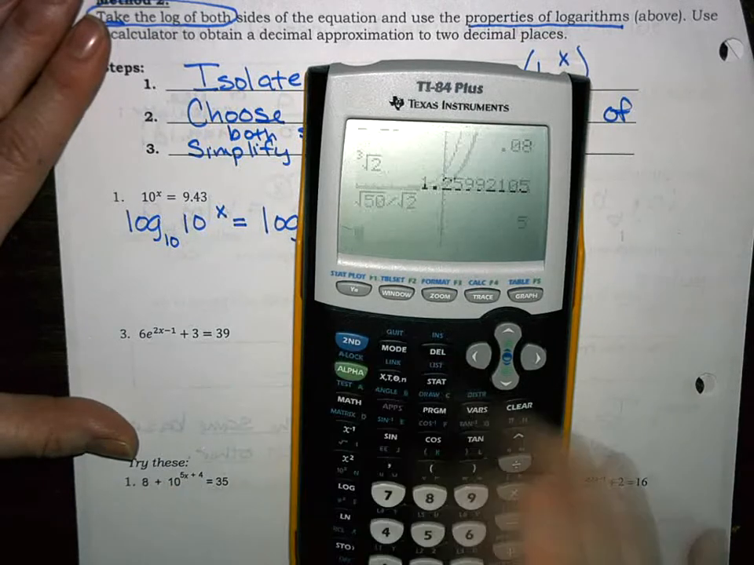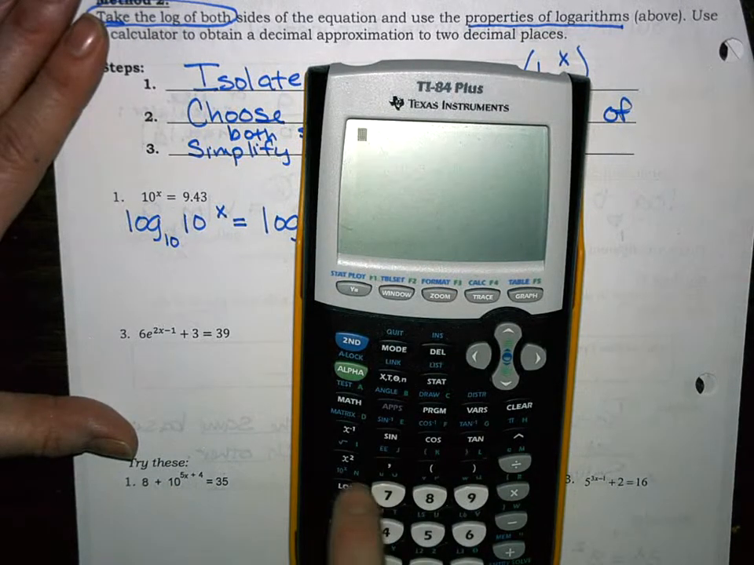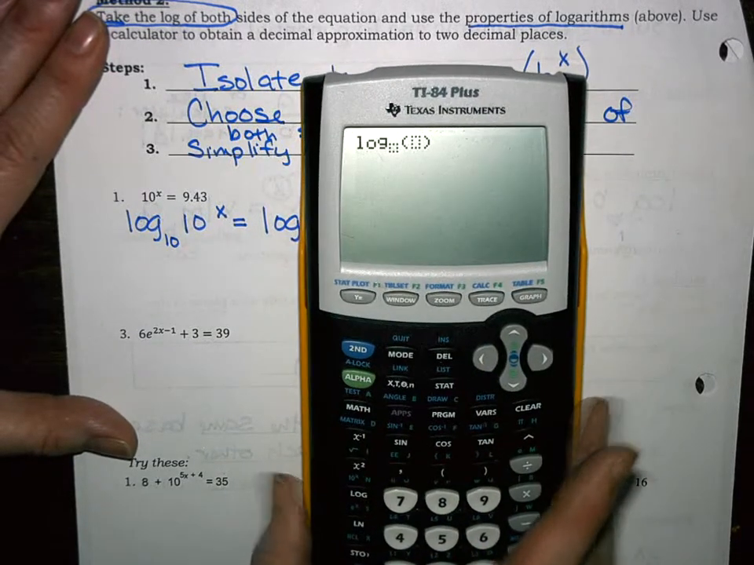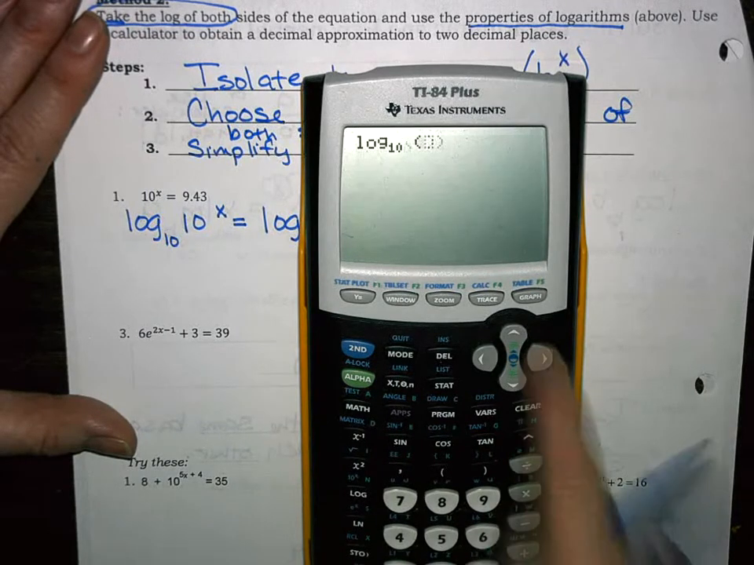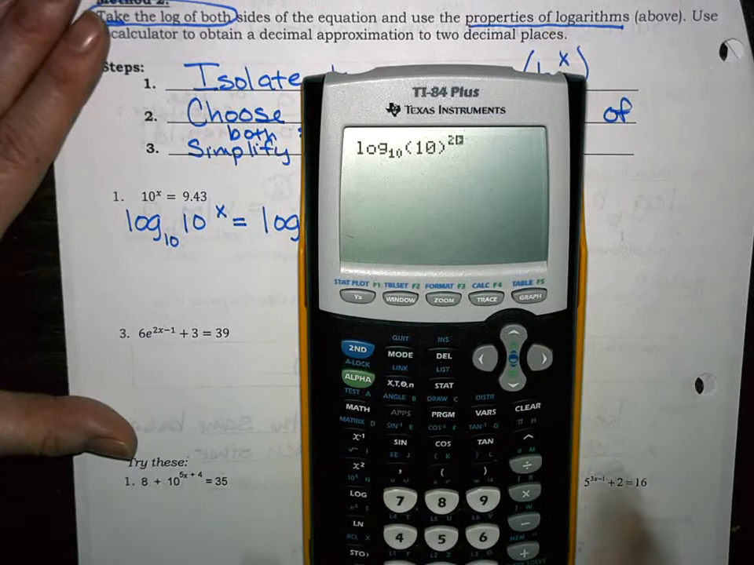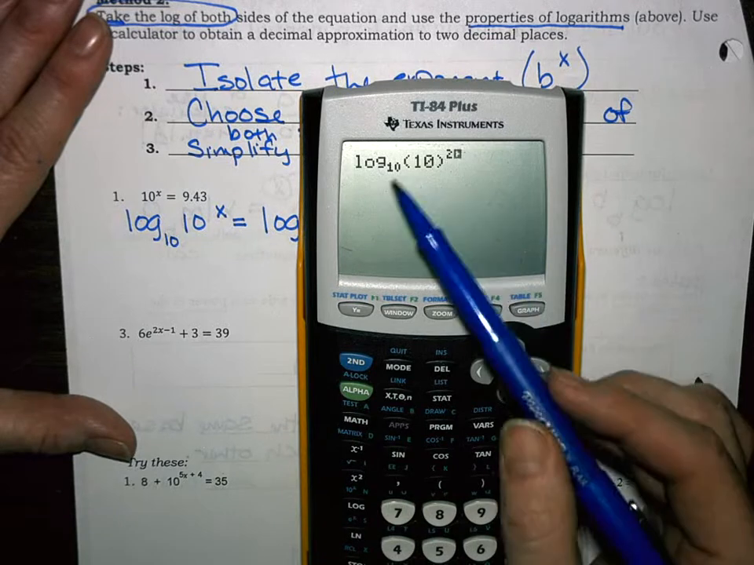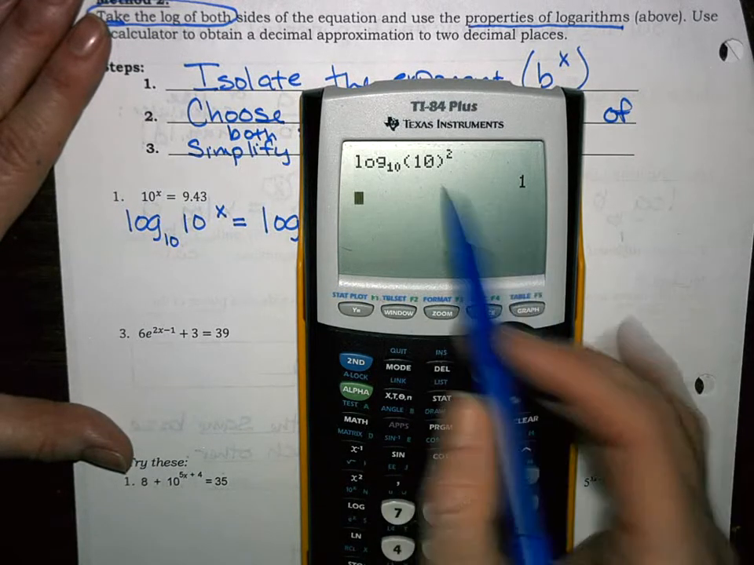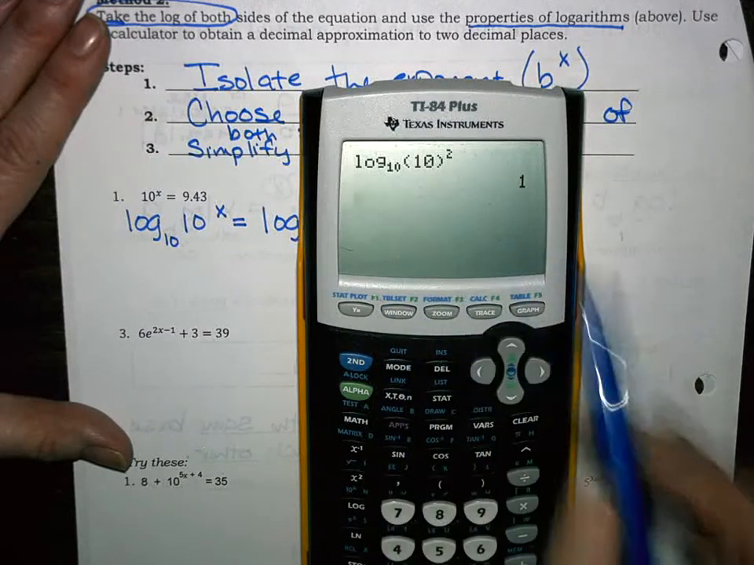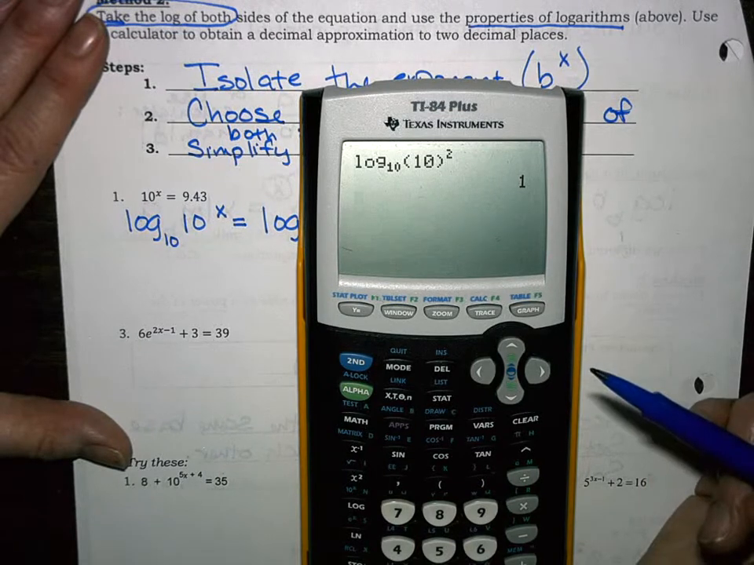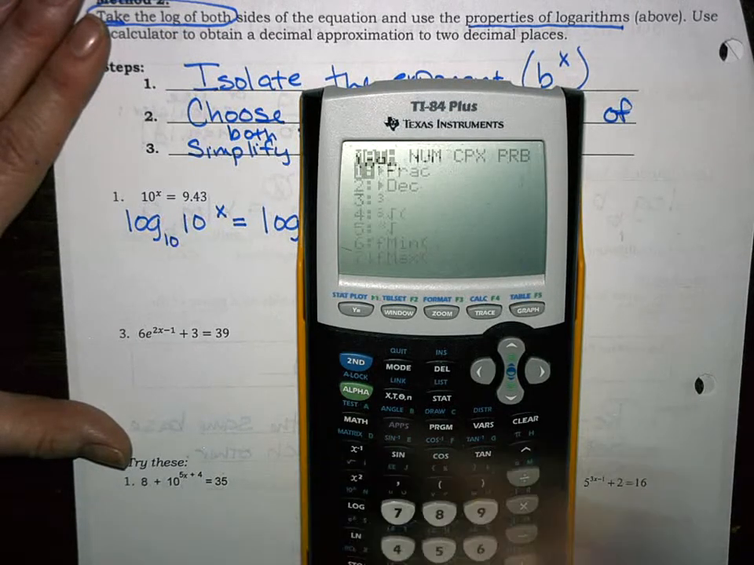Let's do that on our calculator. Okay, I want you guys to hit your math function, go up to log base, and hit the log base 10 of 10 to the second power. What happens when I have the same base and the same argument? Well, the log base 10 and 10 cancel out to be 1. So I get 1 squared, which is 1. 1 times itself is 1.